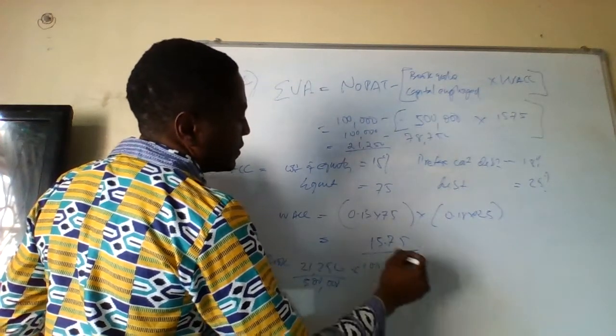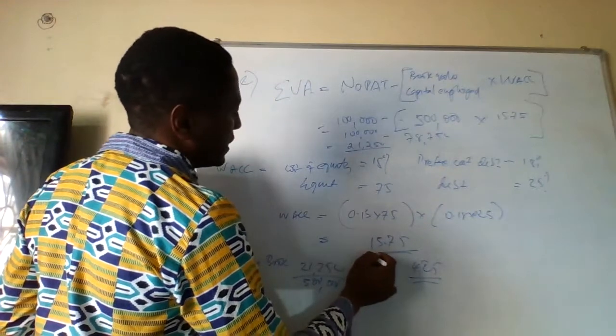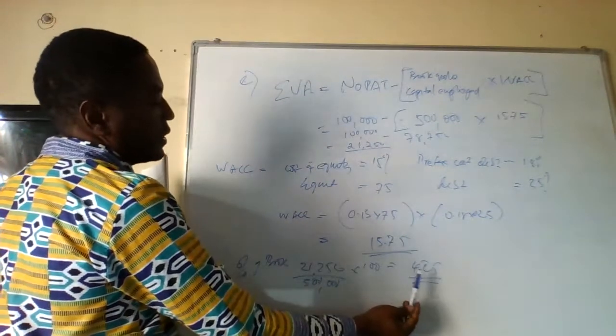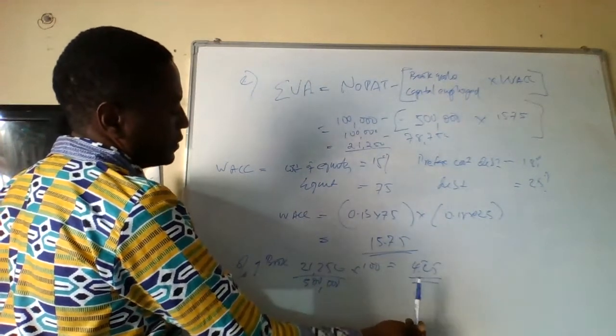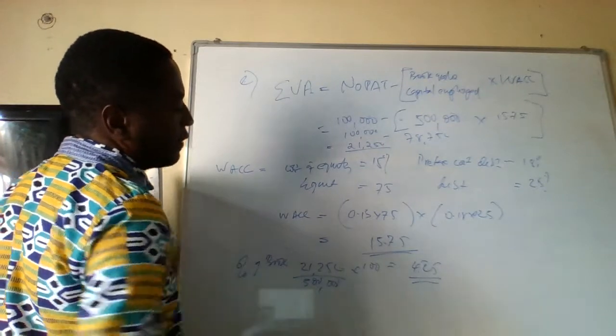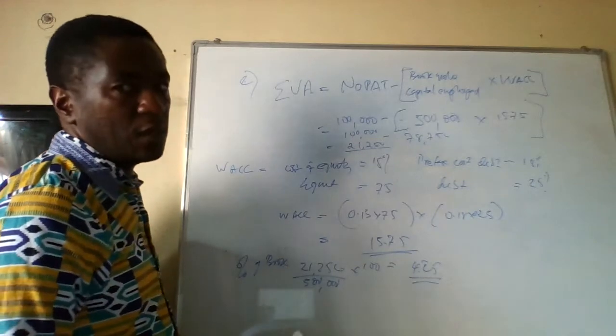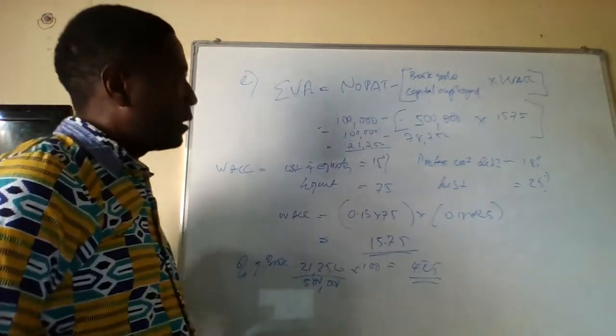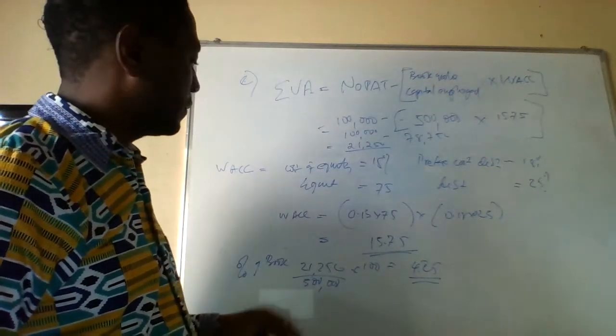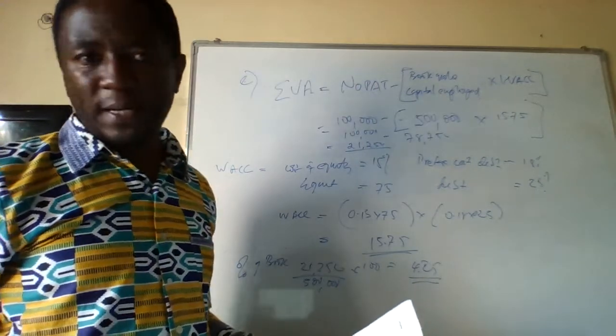So you compare 4.25 and what you had as WACC. The percentage of book value is less than WACC, so you conclude that the managerial performance is poor. That's how you calculate the EVA. Then let's go to part A.